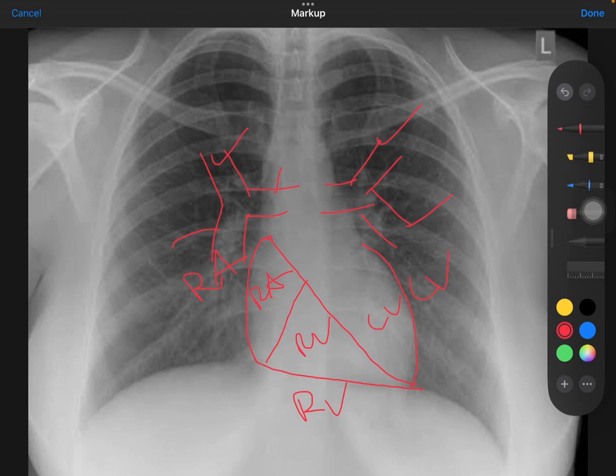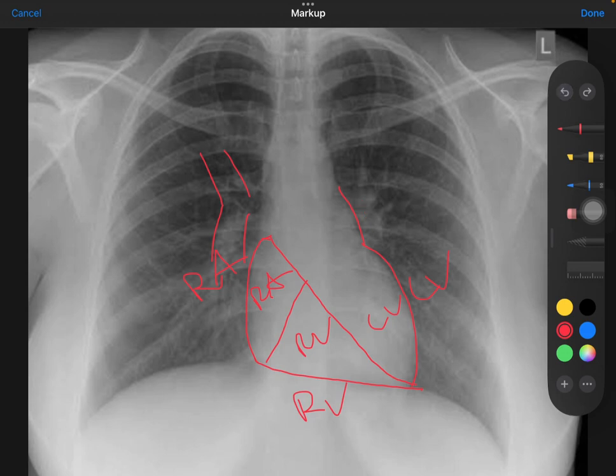Now, other important structures that we see. Another important thing that we miss is here. This part of the cardiac border is formed by the left atrial appendage. Left atrial appendage, yes, this is important.